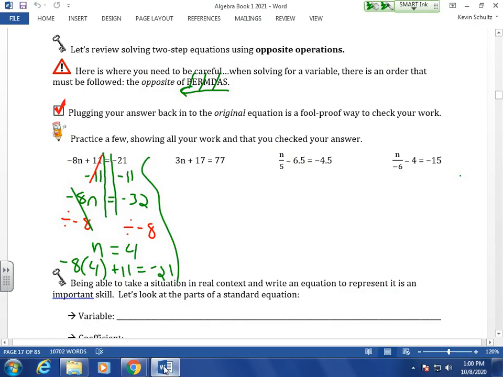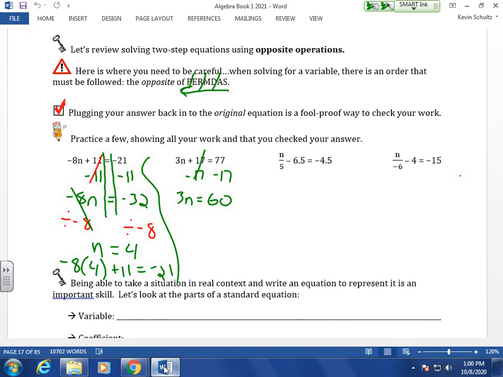3n plus 17 equals 77. Raise your hand and tell us our first step here. Olivia. You do minus 17. We would subtract 17, that being the opposite of adding 17. And what that does is positive 17 minus 17 gives us 0. They cancel out. So we have 3 times n equals 60.